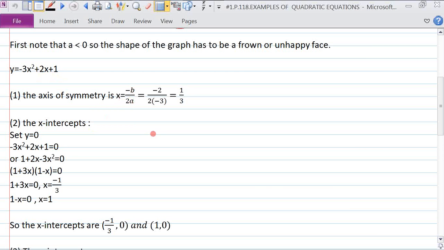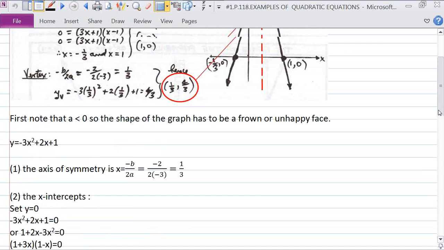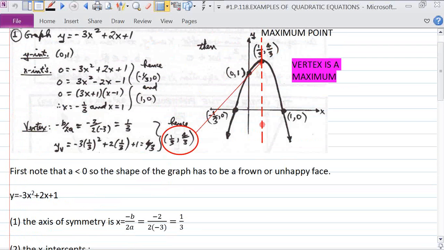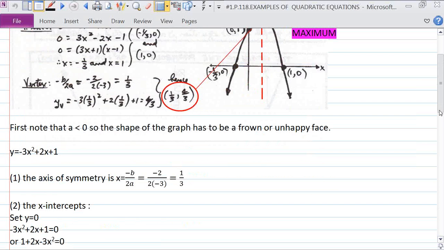And b is 2, so minus 2, and a is minus 3, 2 times minus 3. So minus 2 over minus 6, which is plus 1/3. So the axis of symmetry is 1/3. And here you see it right here with a dotted line, so that one half of the graph, this half of the graph on the left side, is the mirror image of the part on the right side of the dotted line. This cuts it right in half so that the left side and the right side are mirror images.